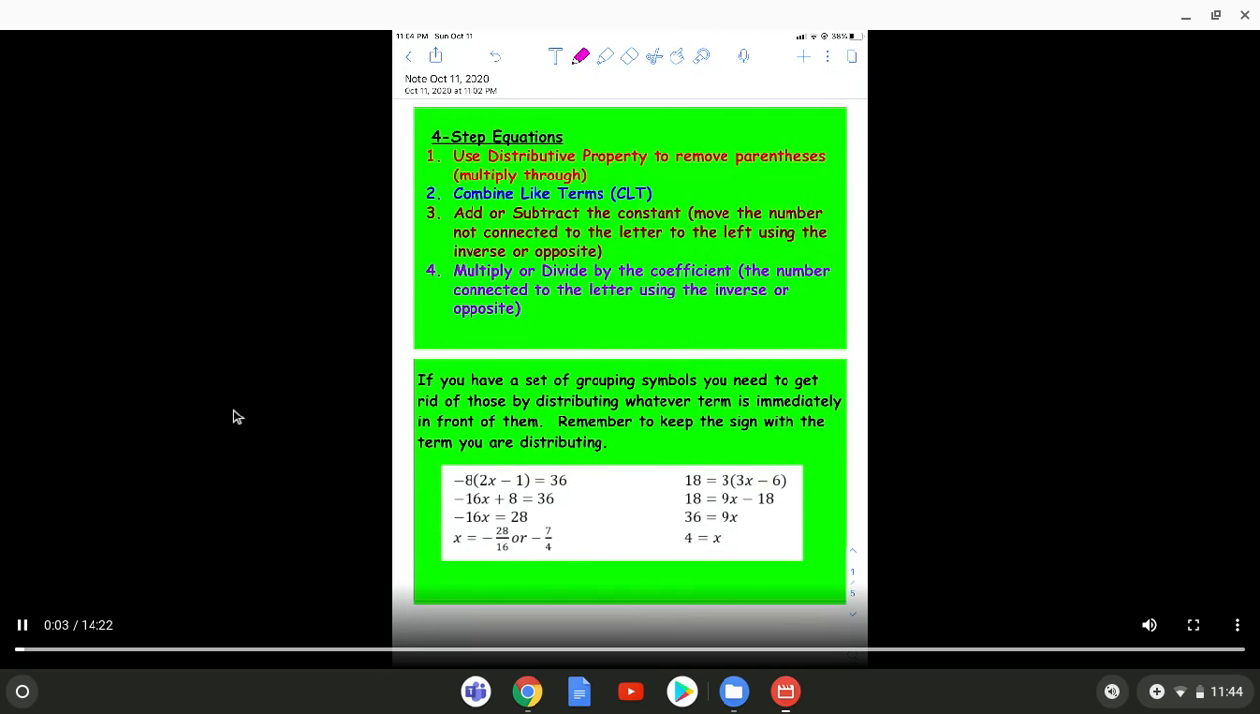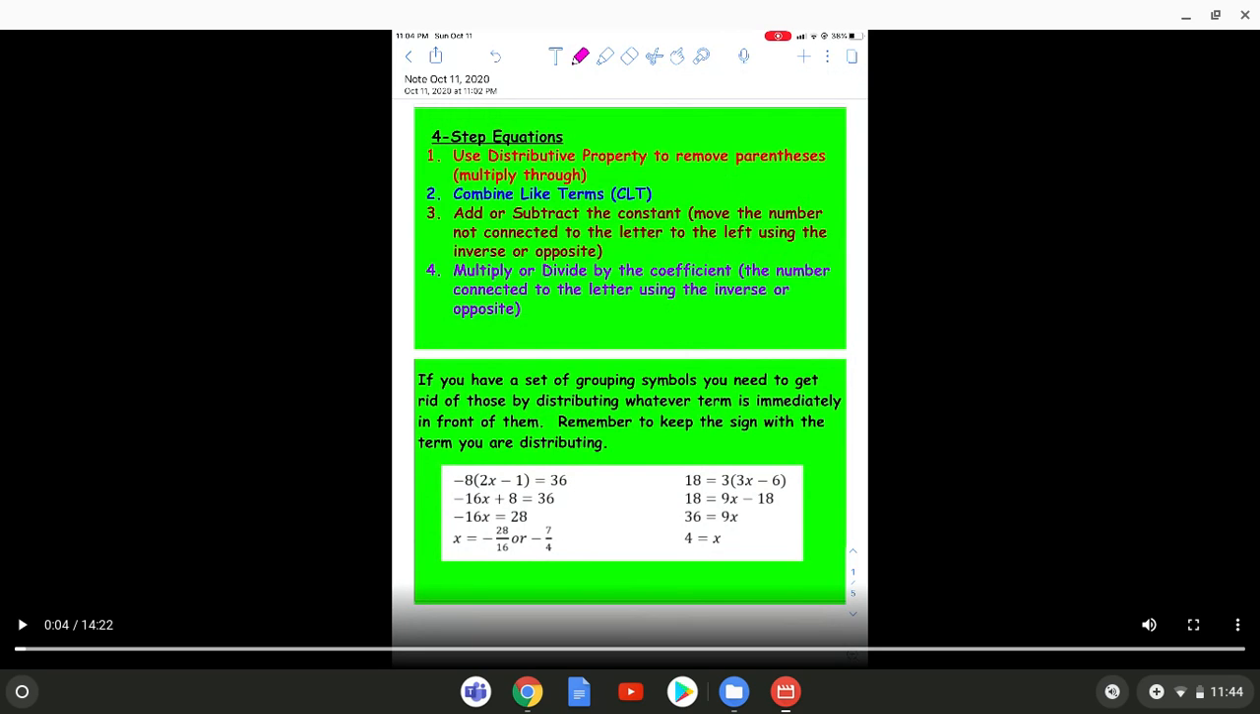Hey guys, so today we are going to be going over four-step equations, and basically what that means is we are going to take everything we know about the distributive property and combining like terms and solving equations with variables on both sides, and we're going to put it all together. So I'm going to go ahead and get started here.